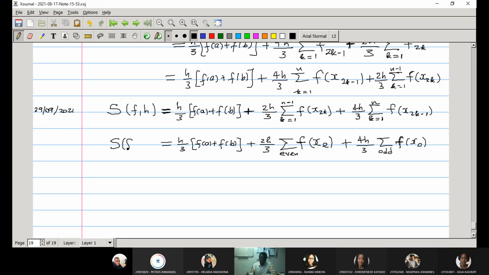Okay, now let us look at an example where we are going to apply this, and you will appreciate this comment or this remark. Good. Now, example, let us look at an example.